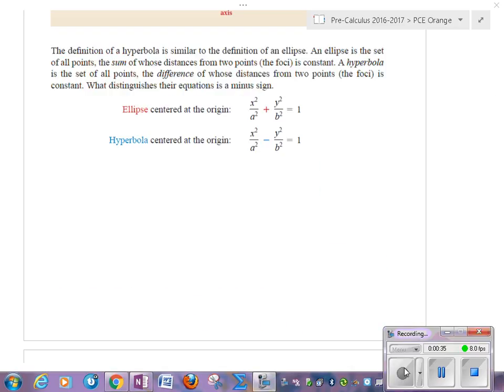So now that you're familiarized with what a hyperbola is and all the different parts of it, there's one major difference between the formula for an ellipse and the formula for a hyperbola, and that's whether you are adding or subtracting. With a hyperbola you're going to see a difference in your formula as opposed to a sum.